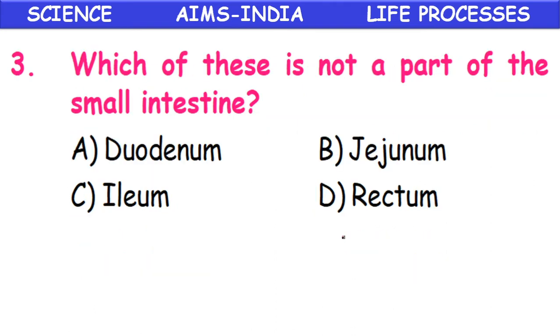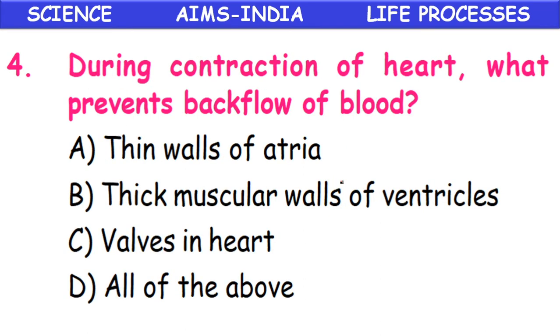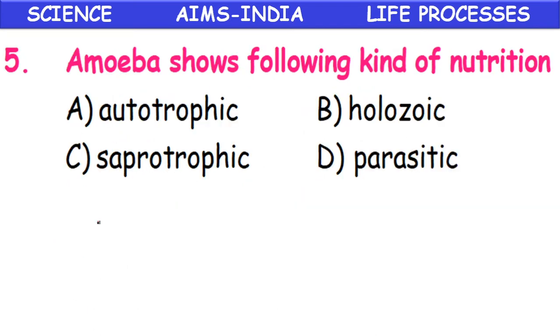Next, which of these is not a part of the small intestine? Duodenum, jejunum, ileum, rectum. Duodenum, jejunum and ileum are the parts of the small intestine. Rectum is the part of the large intestine. During contraction of the heart, what prevents the backward flow of blood? Thin walls of atria, thick walls of ventricles, valves in heart, all of the above. The valves in the heart act like doors, they prevent the backward flow of blood.